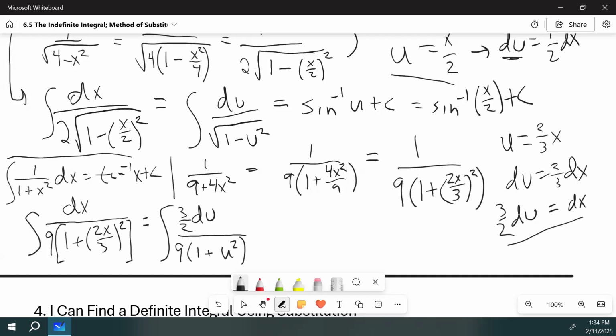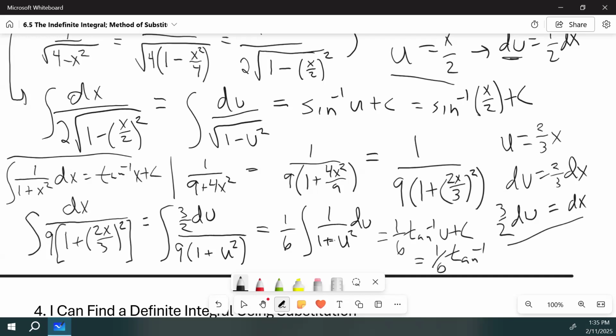Now, the 3 halves and the 9 can simplify to 1/6, and we can factor that out. 1/6 integral 1 over 1 plus u squared du. So then we have 1/6 tangent inverse of u plus c, which is equal to 1/6 tangent inverse of 2x over 3 plus c. Boy, oh boy, oh boy.